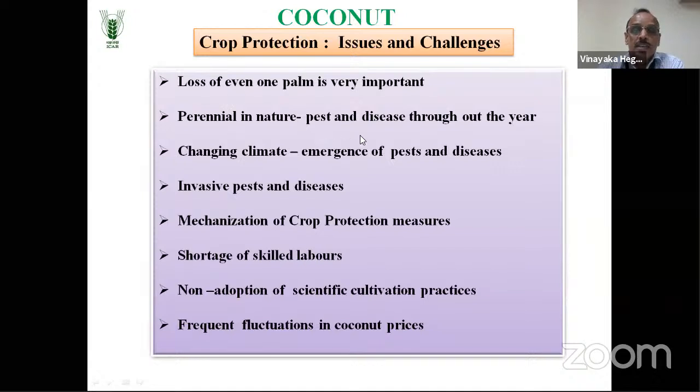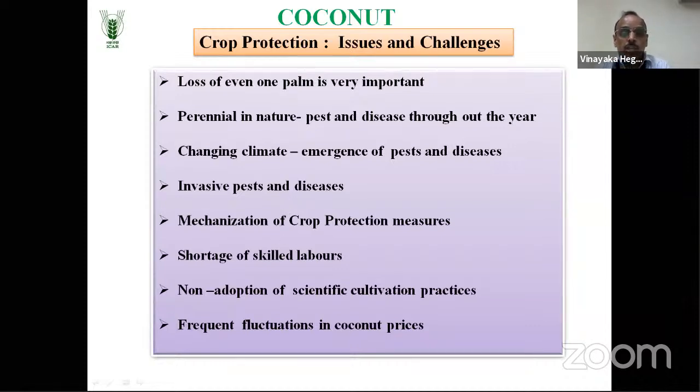And it is perennial in nature, so there are pests and diseases throughout the year. So monitoring is a very critical factor. Survey and monitoring is one of the major issues. We have to monitor constantly. Then, with the changing climate nowadays, invasive pests and diseases are also coming up. As you know, the whiteflies have come up from one area, and aerial mites like that.